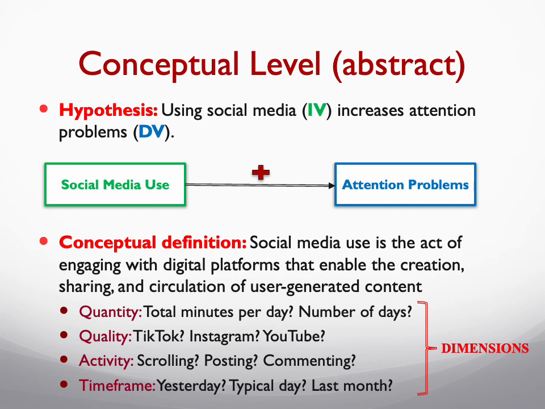We have this broad definition of social media use, but we might want to also pose more precise definitions for each of these dimensions that it might entail. The quantity of social media use, the qualities of social media use, the activities that I might be engaging with on social media, and the time frame on which I might be engaging in those activities. And all of these different definitions would help to make this definition a bit more precise, a bit more concrete. So kind of moving from this more abstract level down a bit.